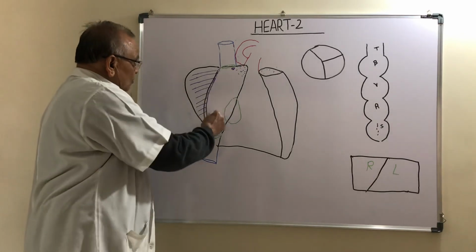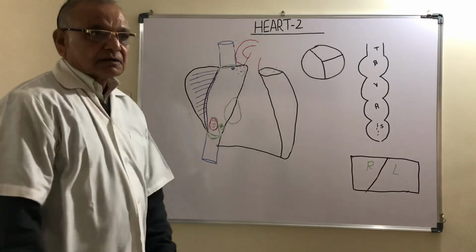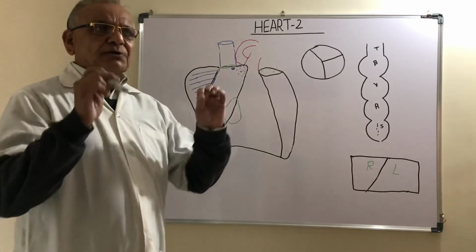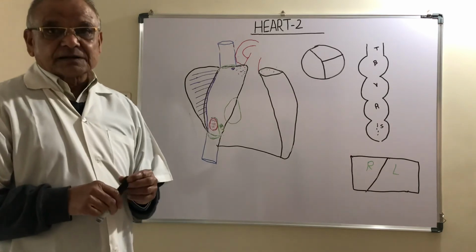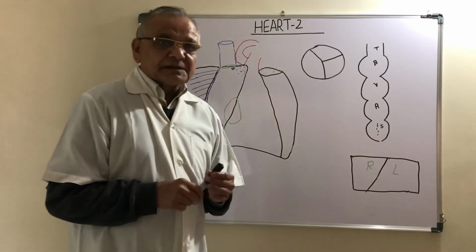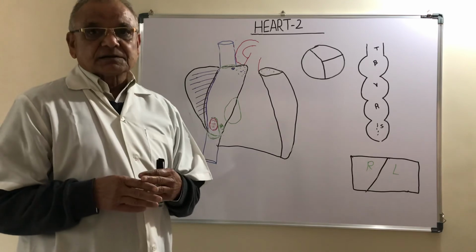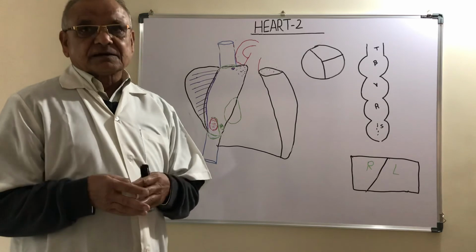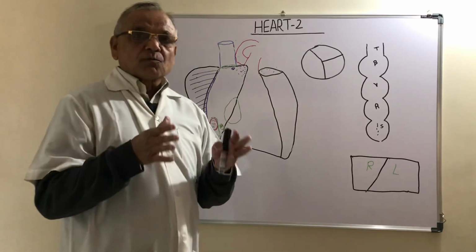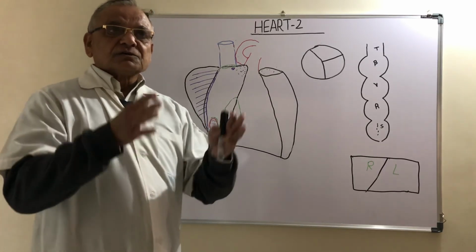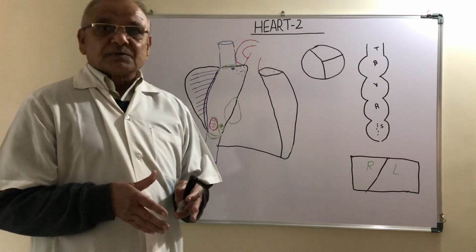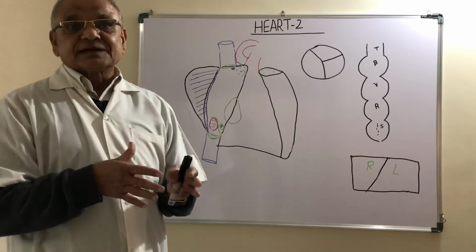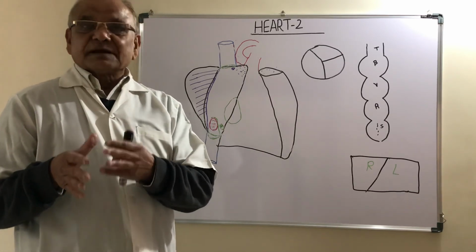Now, in the whole of the posterior part of the right atrium, many minute openings are present. Actually, these minute openings are present in all 4 chambers of the heart: the right atrium, right ventricle, left atrium, left ventricle. But these openings are more on the right chambers, and they are fewer on the left atrium and left ventricle in comparison.